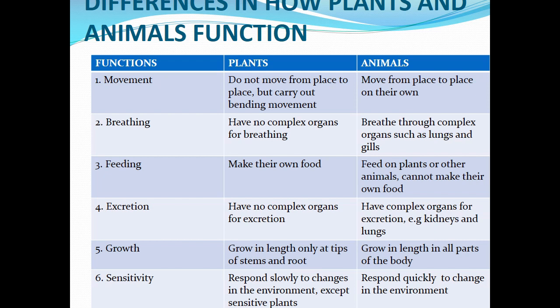Number 4, excretion. Plants have no complex organs for excretion. But animals have complex organs for excretion, e.g. the kidneys and the lungs.